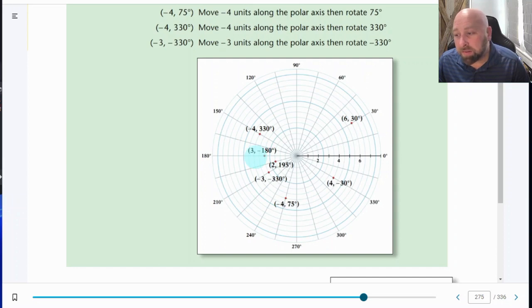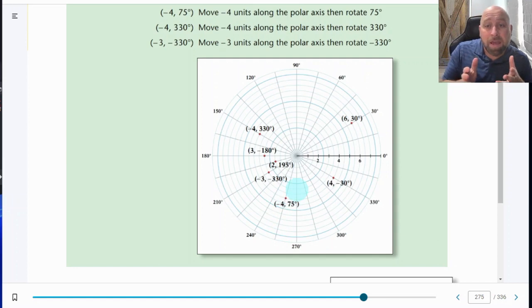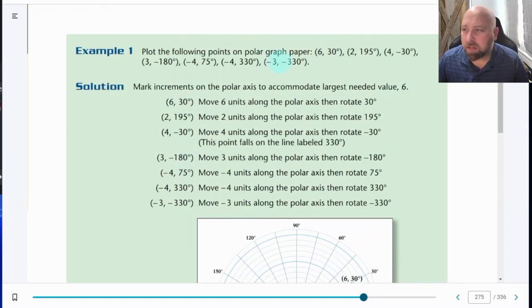180 plus 75 equals 265. So we're going to come down here to 265. We're right here. There's our negative 475. It's going to take a little bit of math to do this, but you work your way around. And then let's do this last one where we have negative 3, negative 330.